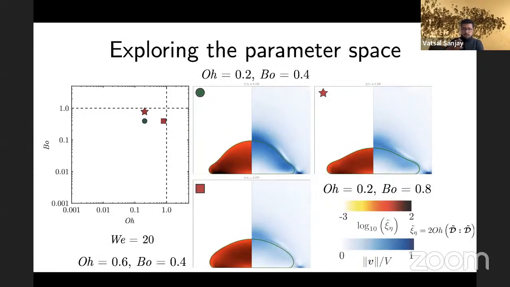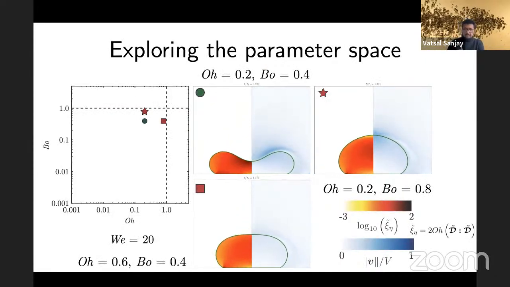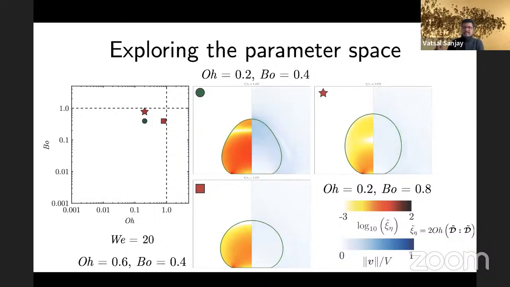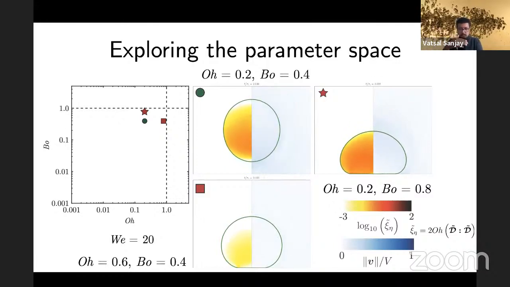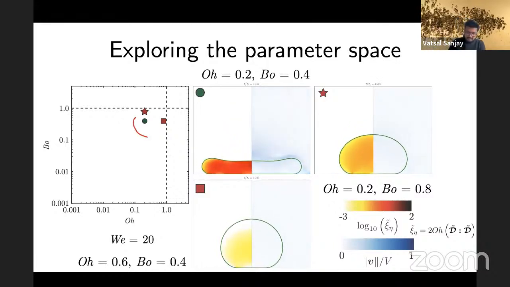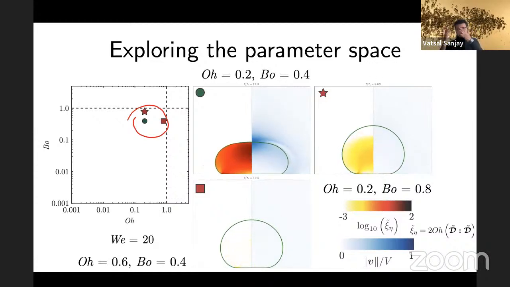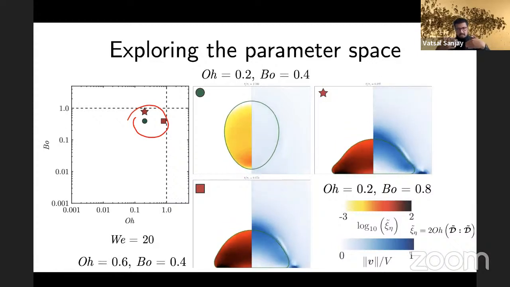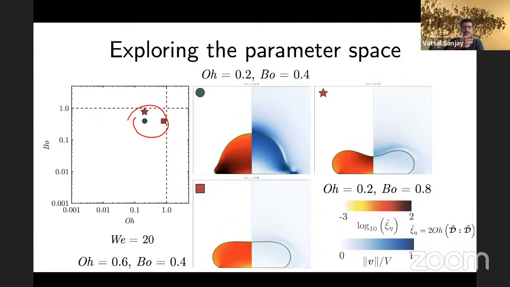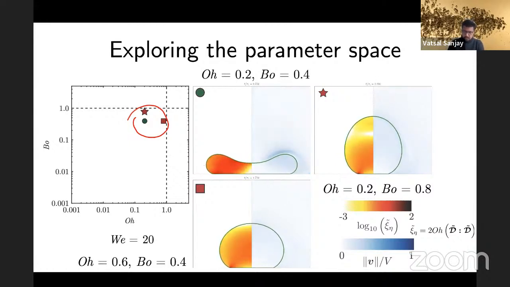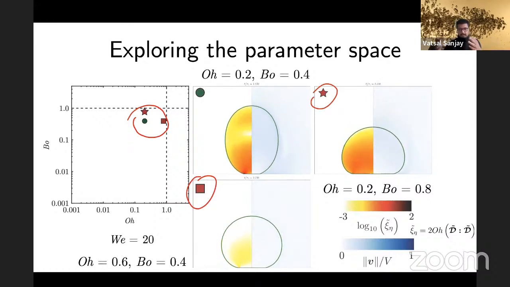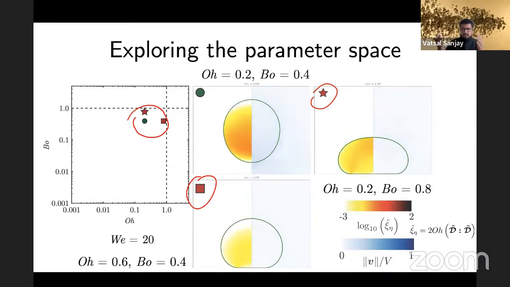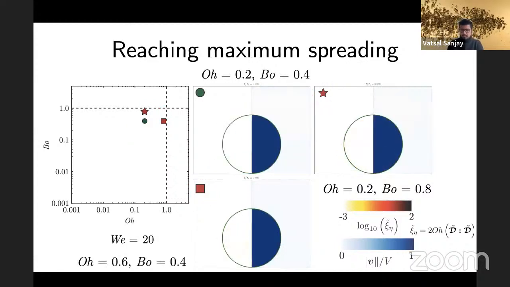So for that, let me show you these three cases. Now basically in all the three cases, both the Bond number as well as the Ohnesorge number are smaller than 1. So all the three cases lie inside this regime that, by looking at the asymptotes, you would think should allow the droplet to bounce off. However, as you can see over here, both these red data points cannot bounce off, and that's the reason why you want to understand what happens between these two asymptotes over here.